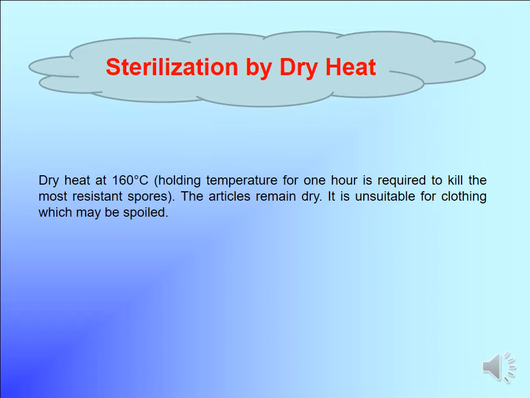We start with sterilization by dry heat. Dry heat at 160 degrees centigrade holding temperature for 1 hour is required to kill the most resistant spores. The article remains dry. It is unsuitable for clothing, which may be spoiled. حقيقة الملابس أو أي قماش قطني صعب أن نسوي sterilization by dry heat لأنه راح تغير اللون مالته وتكون أكثر تلفا من الميتال that used.